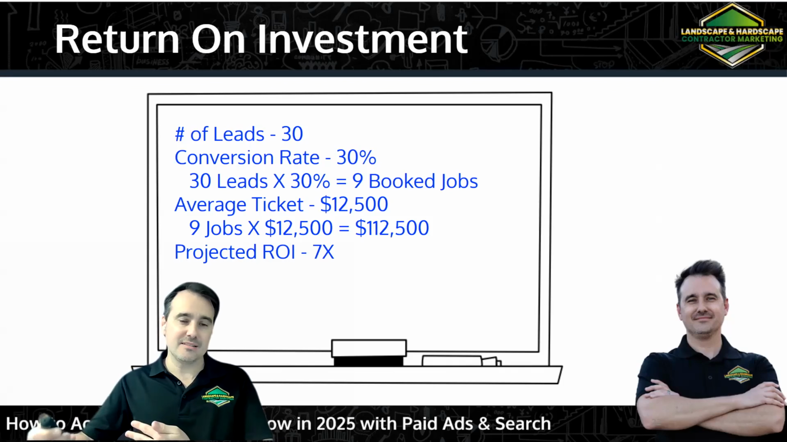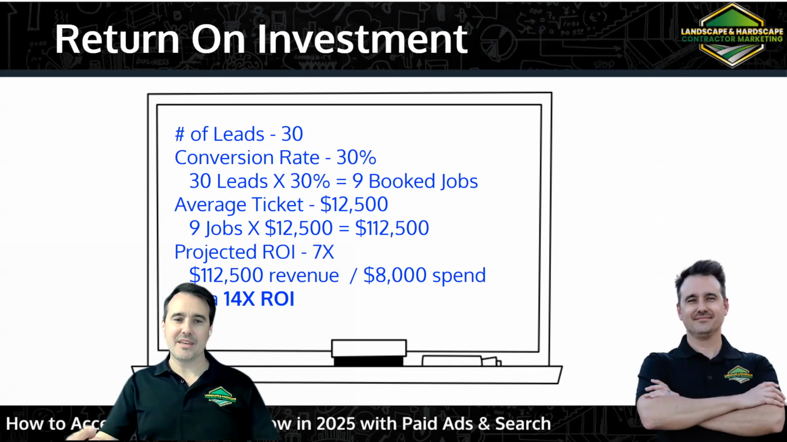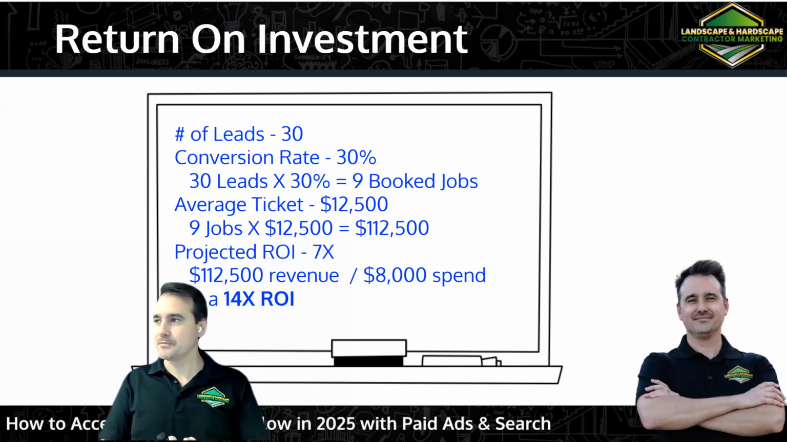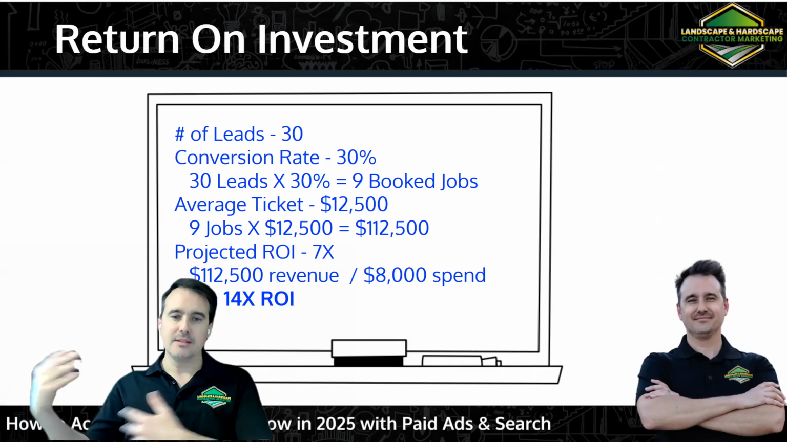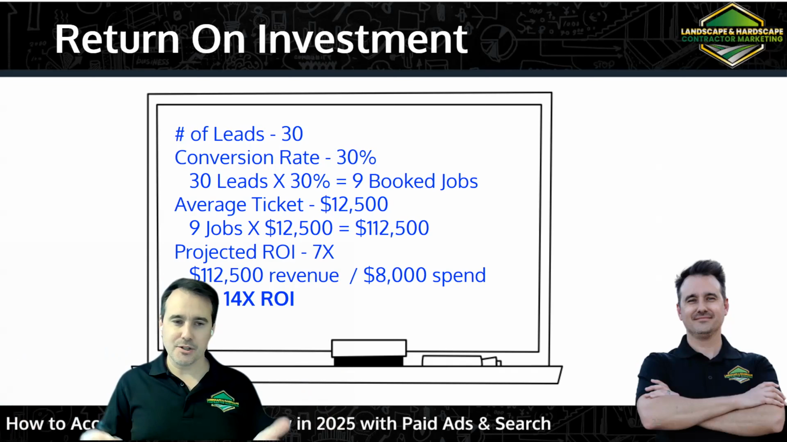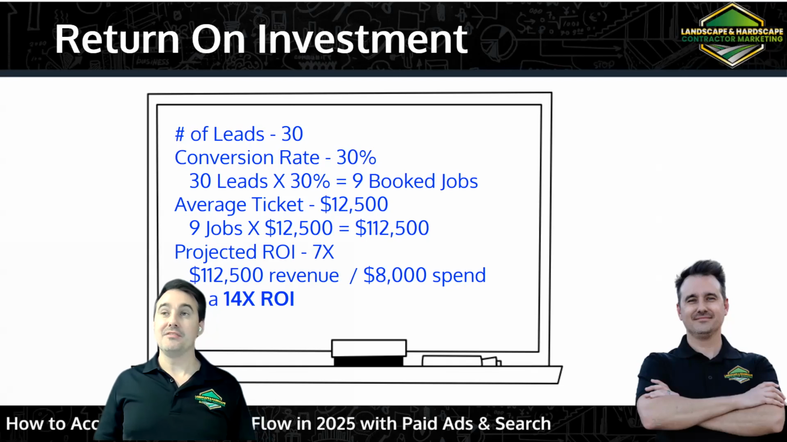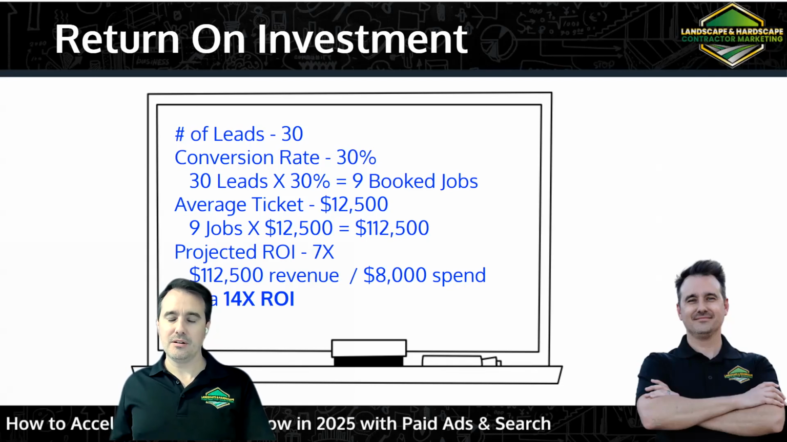Now, if you're projecting to get a 7 times return on your spend, let's look at what that actually is. For this purpose, we're using an $8,000 ad spend, and that's fairly reasonable to look at for what you'd be paying if you were having someone manage it properly, plus the advertising spend you're paying Google. So for $8,000 you're getting $112,500 in revenue. That is a 14 times return on investment on what you put into the ads.